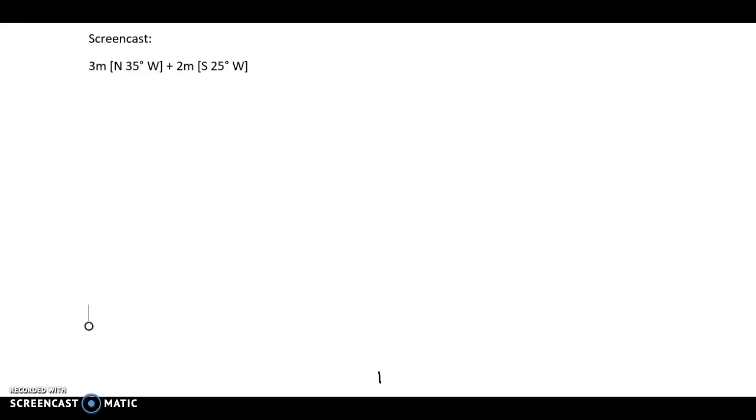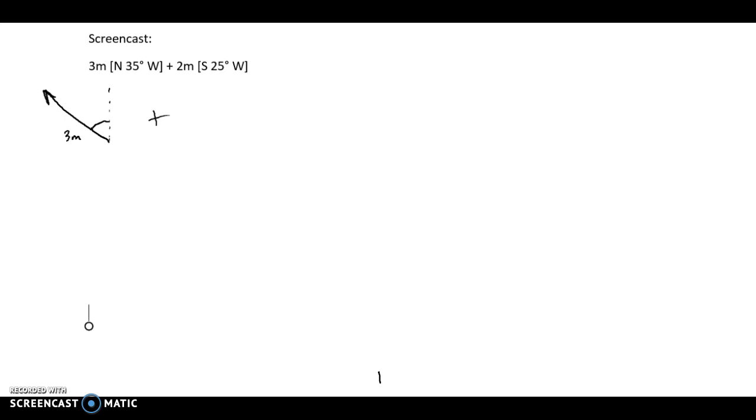Alright, so in this screencast we are going to learn how to solve two vectors that are being added, both at an angle. Before we start, let's go ahead and draw out these vectors. So 3 meters north, 35 degrees west. Our baseline is north, and from there you go 35 degrees west. That way is west. This is the vector you're looking at.